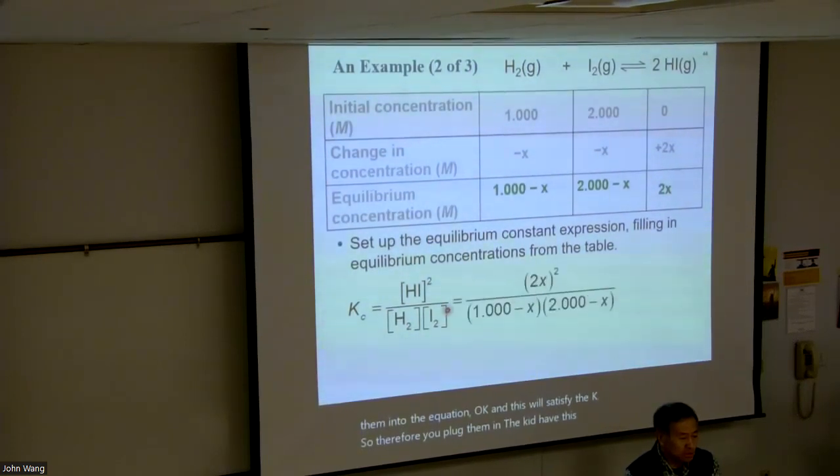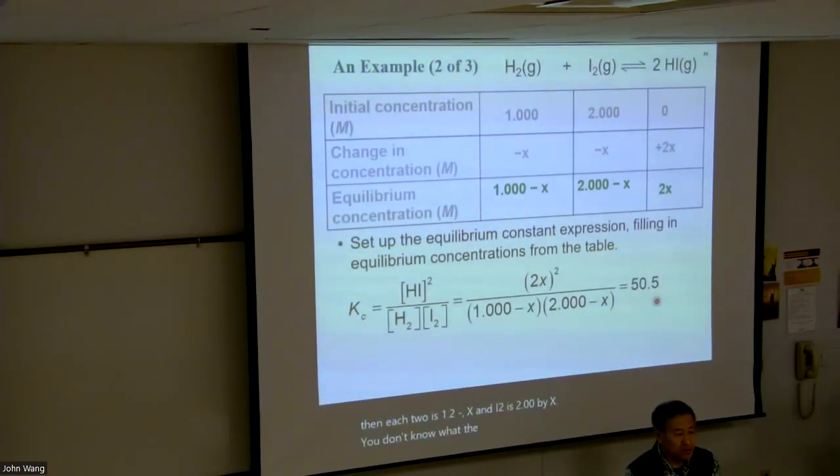And so you plug in the expression: 2x, if I square it, is 2x squared, and then H2 is 1.00 minus x, and I2 is 2.00 minus x. You don't know what x is, but don't worry, you know those together make up the K. The K is given for this temperature.